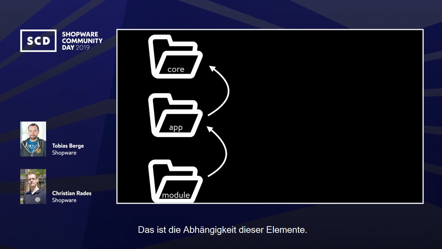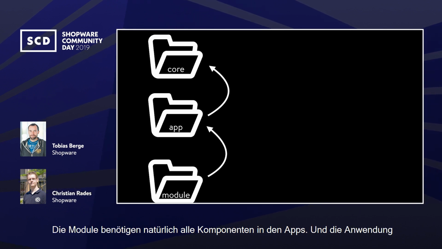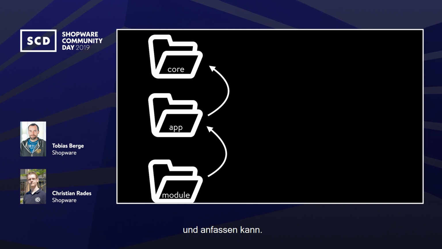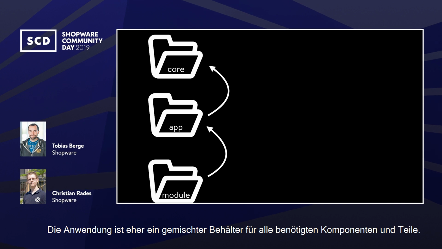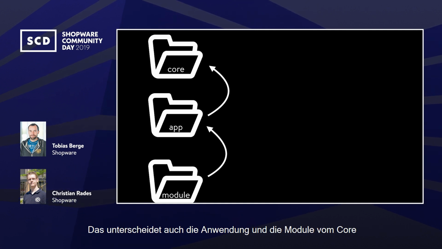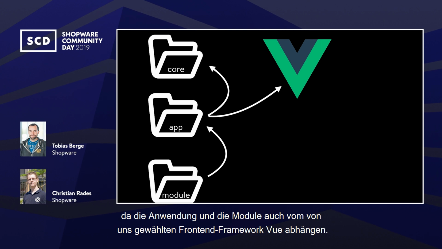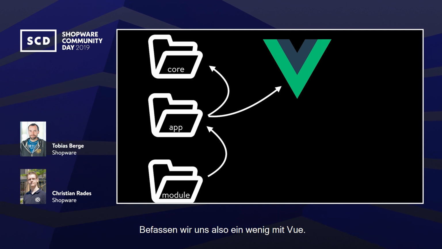This is the dependency of those things. So the modules, of course, need all the components we got in app. And the application needs to know the core logic. But the difference is that modules is the administration you can see and you can touch. Application is more like a miscellaneous container for all the components and parts you need. And this also separates the application and the modules from the core, because the application and the modules also depend on our chosen front-end framework, Vue.